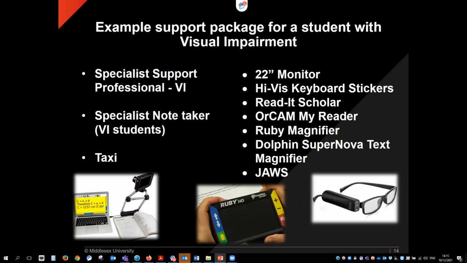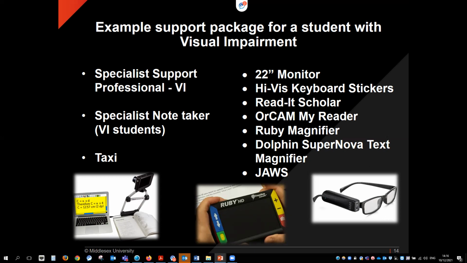Of course, a lot of items like high visibility keyboard, or maybe stickers for their own keyboard, or maybe enlarged keyboard with enlarged letters. We have a Read It Scholar, which is to take digital images of books, for example, and project this into the student's computer, so the student can enlarge the text and read it.